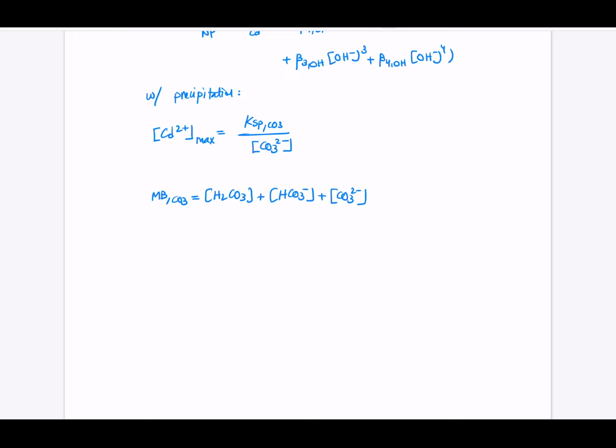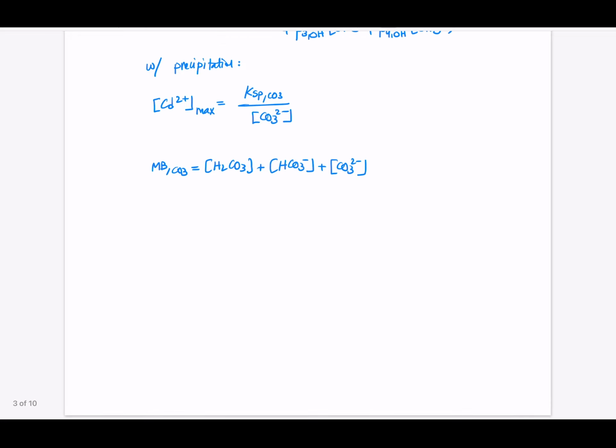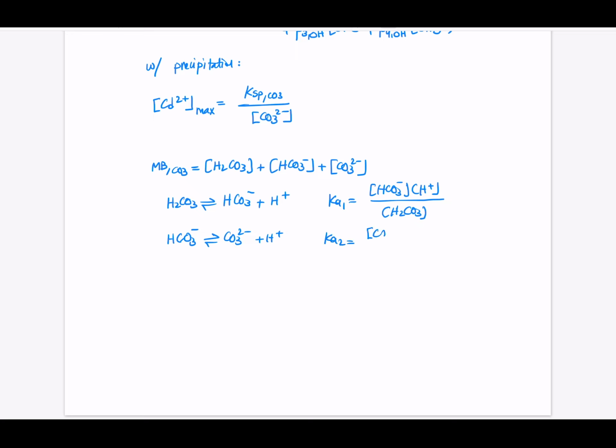And we know the value. I think it was 1 molar. And we know we're dealing with basically two reactions. H2CO3 is in equilibrium with HCO3 minus plus H plus, and then Ka1 would be HCO3 minus times H plus over H2CO3. And then the same thing for the second pKa: HCO3 minus in equilibrium with CO3 2 minus plus H plus, then Ka2 is CO3 2 minus times H plus over HCO3 minus.